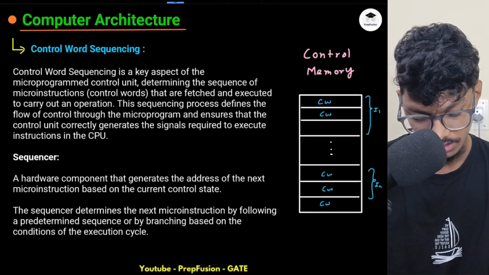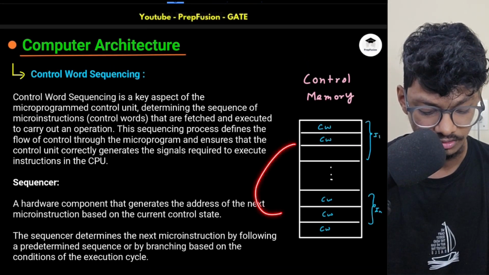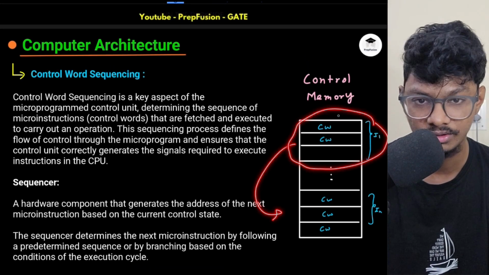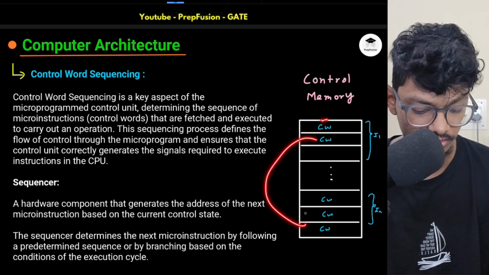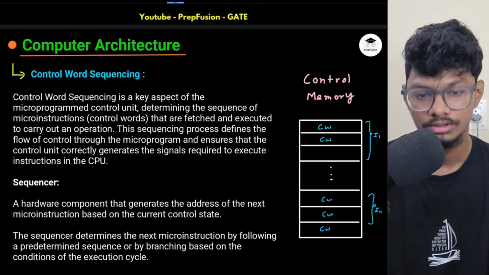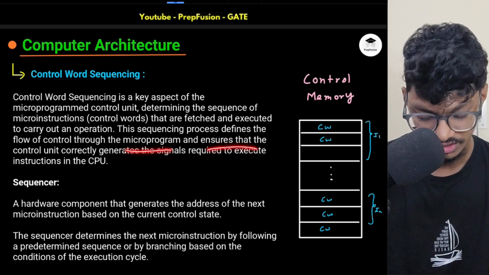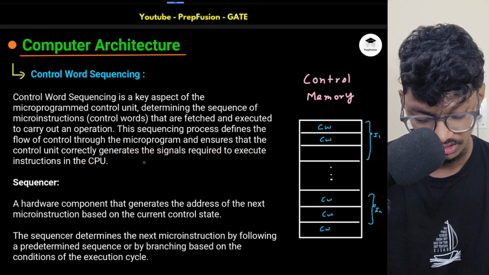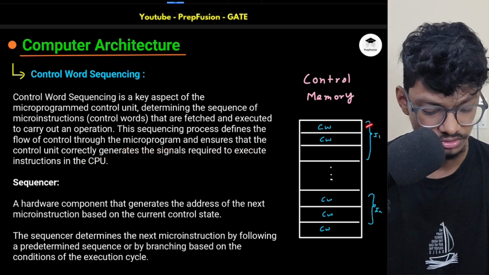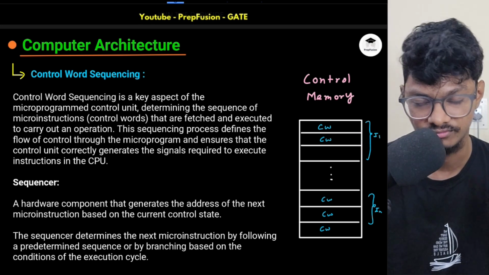Branching means I'm going to some other micro instruction. I will not complete this micro instruction; I will go to some other micro instruction. So the sequencing process defines the flow of control through the microprogram and ensures that the control unit correctly generates the signal required to execute the instruction. The instruction can have branching, it can have looping, anything.